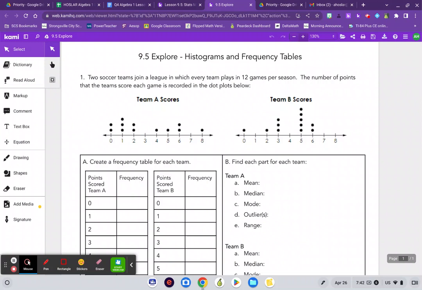It says two soccer teams join a league in which every team plays 12 games per season. The number of points that a team scores each game is recorded on the dot plots below. So we have this dot plot with Team A, and they played 12 games. For example, these 2 zeros mean that they scored 0 goals for 2 of the games. Then we have Team B scores, same idea. This 0 here means that Team B scored 0 goals for 1 of their games. This is to create a frequency table for each team.